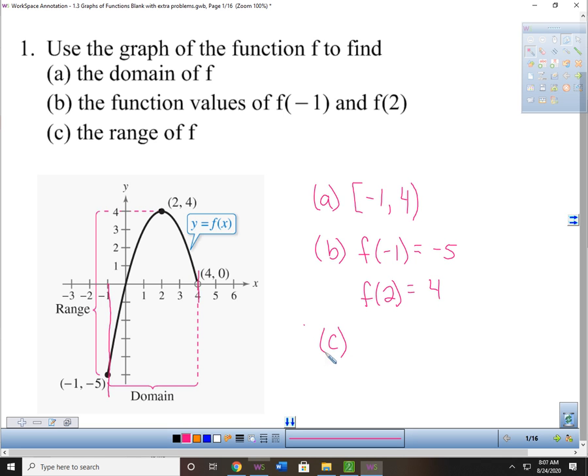All right, range is all of the y values that are encompassed in your graph. So you always go bottom to top. The lowest that this graph goes is right here, which is -5, and there's a closed circle, so I'll put a bracket, -5, comma. The highest that this graph goes is right here. That's a y value of 4, and that has a closed circle, so you'll have a bracket.